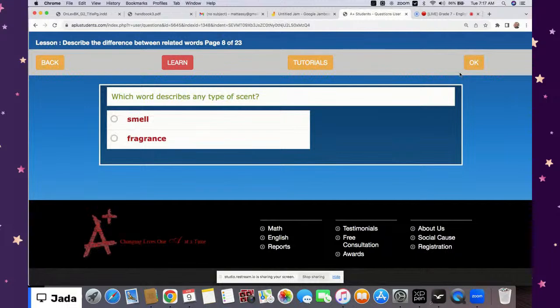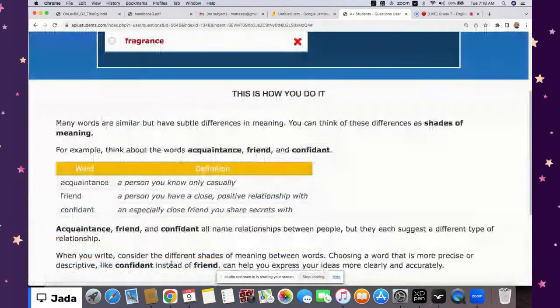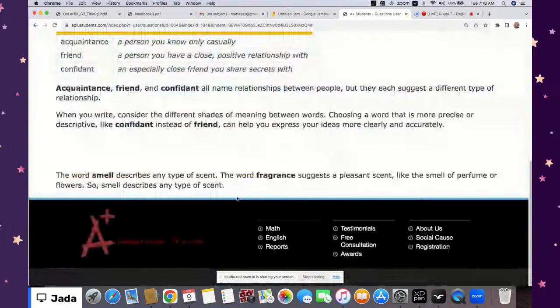Which word describes any type of scent, smell, or fragrance? Is it the fragrance or what? A type of scent, fragrance. If you click on the wrong answer, you have to scroll down here and just see the correction. So smell is a type of scent, not the fragrance.